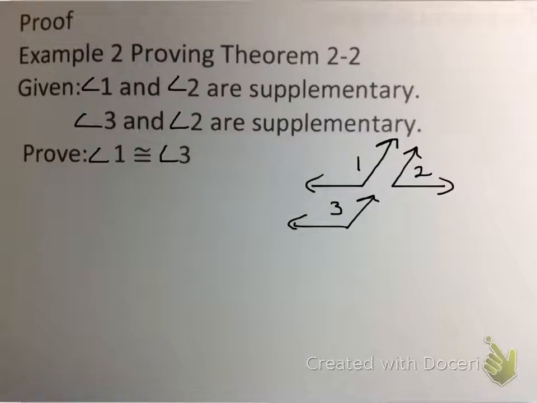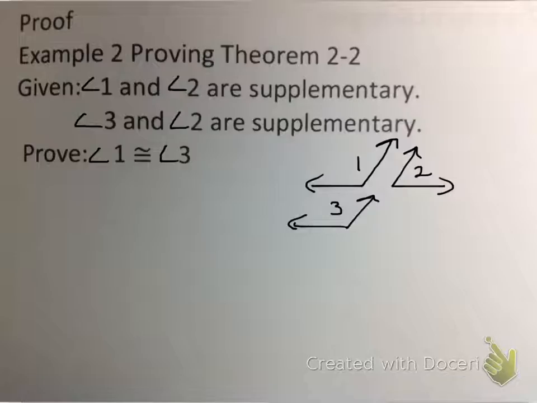We're going to prove the congruent supplements theorem. And this theorem says if two angles are supplements of the same angle or of congruent angles, and notice that these are supplementary both to 2, then these two are congruent. So we're trying to prove 1 and 3 are congruent.